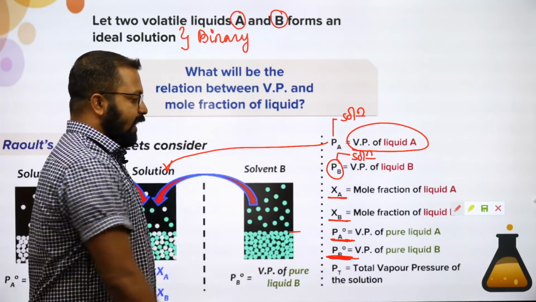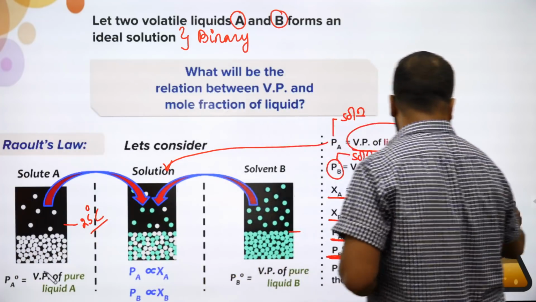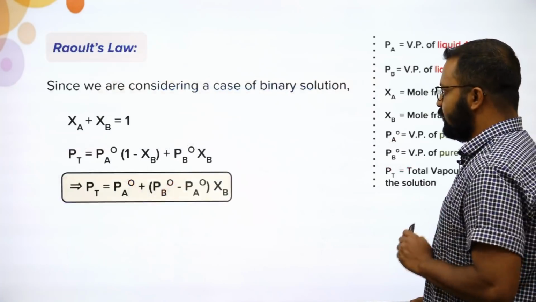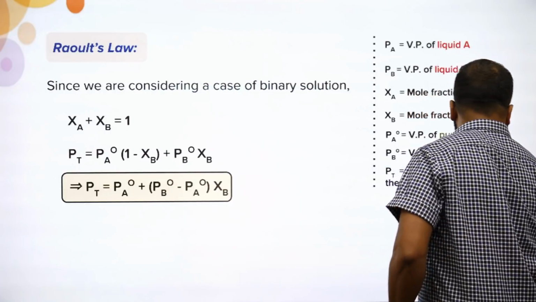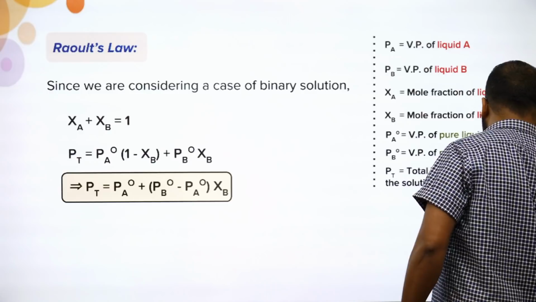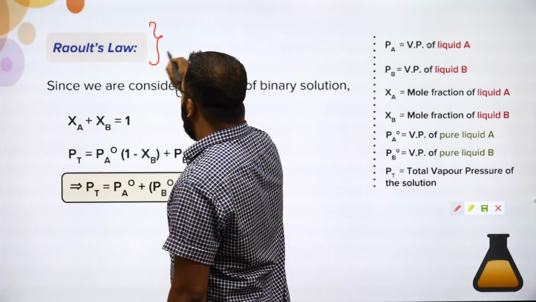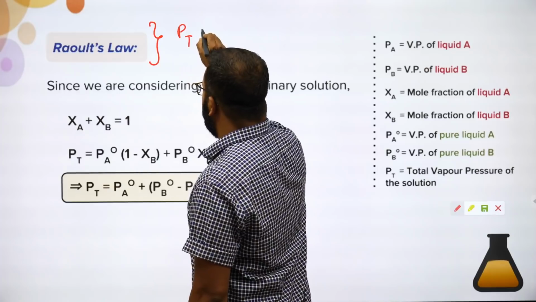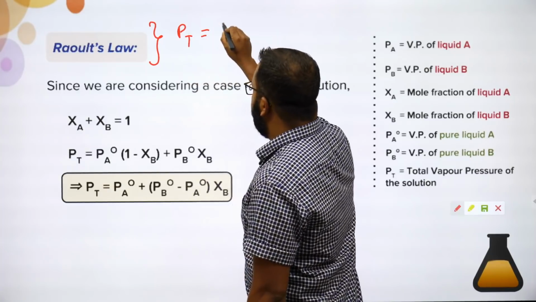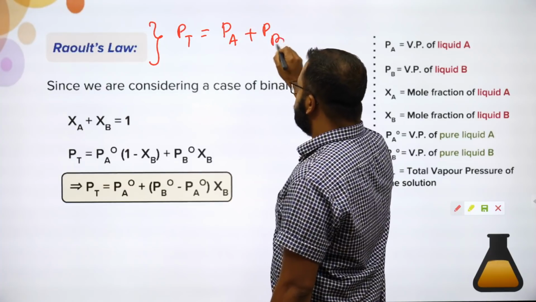Now how would we write the outcome? The outcome would be written like this. So it's very simple. The method is very simple. If I use Raoult's law, I will say that the total pressure will be equal to the pressure due to A and the pressure due to B.